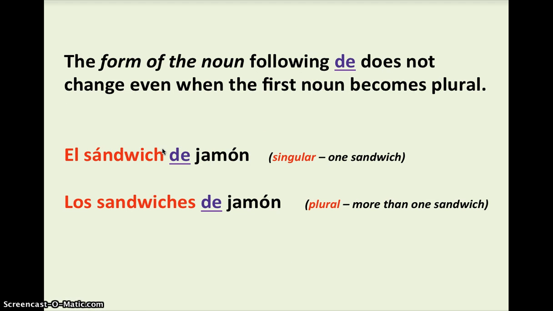The form of the noun followed by de does not change even when the first noun becomes plural. So el sándwich de jamón, or ham sandwich, changes to los sándwiches de jamón, or ham sandwiches. Even though sandwich becomes plural, jamón remains singular because you don't have more than one ham.